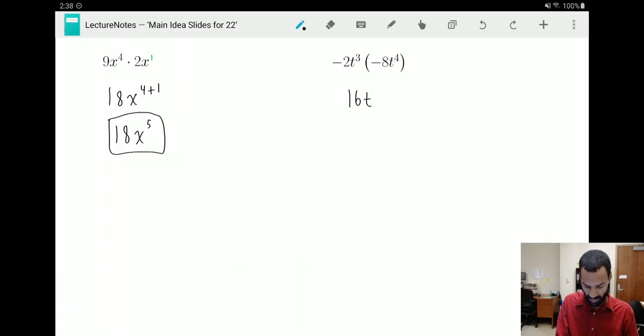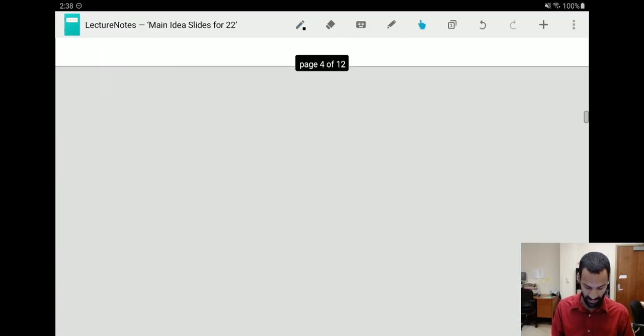Put that together, we are multiplying 7 t's. So we have 16 t to the 7th power. Okay, so the law of exponents, where we add the exponents together, is going to make these problems a lot easier. Okay, so let's keep going.